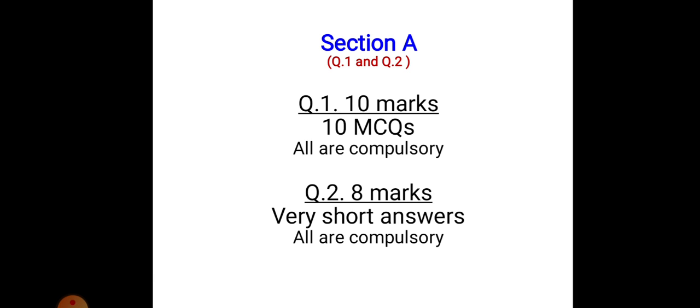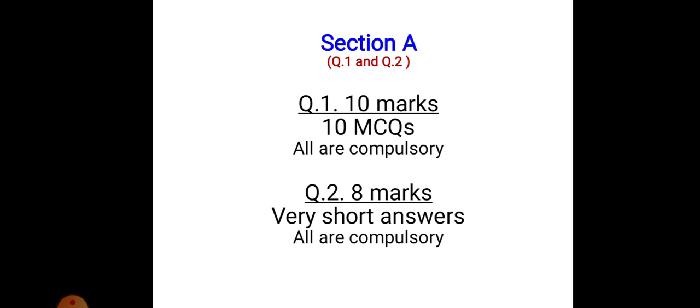Section A possesses only 2 questions, question number 1 and question number 2, out of which question number 1 carries 10 marks. It is an MCQ question, so there will be 10 MCQs, each one carrying 1 mark. There will be no option, so you have to answer each and every one so that you will get 10 marks. All are compulsory questions.